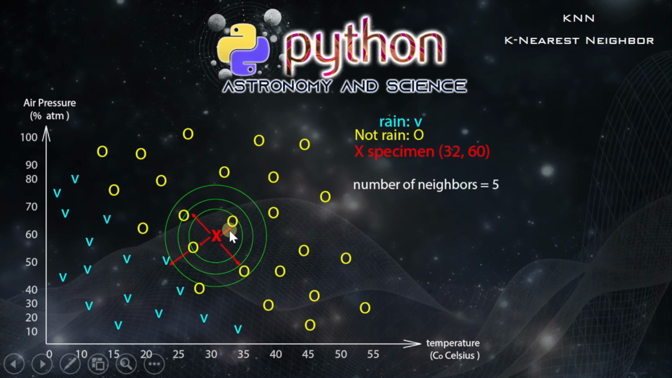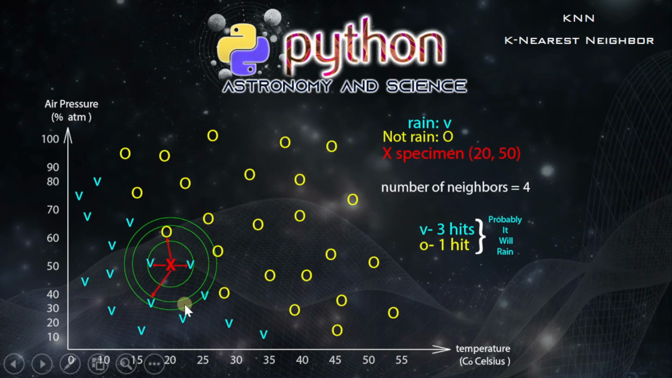As you can notice, there's something like a separating line, or a border, that is very close between the O results and the V results. So even if X was predicted as a rainy day, there would be a possibility of error and it might not rain, given the delicate position of X.